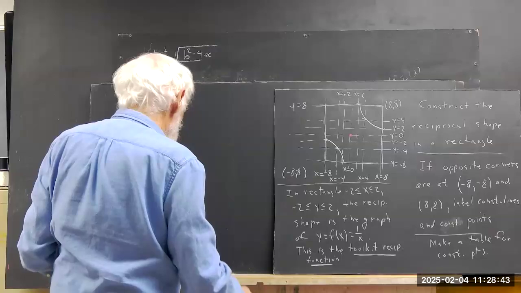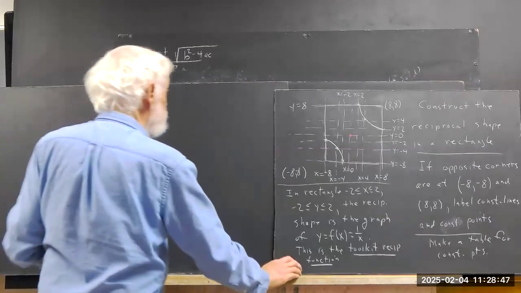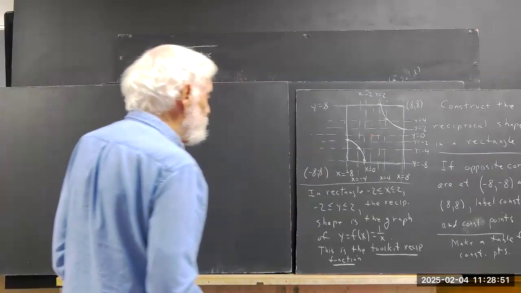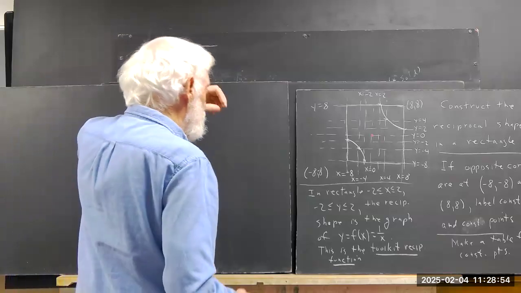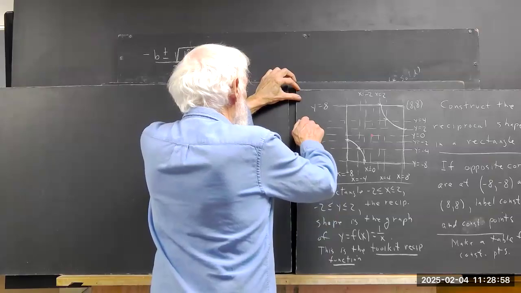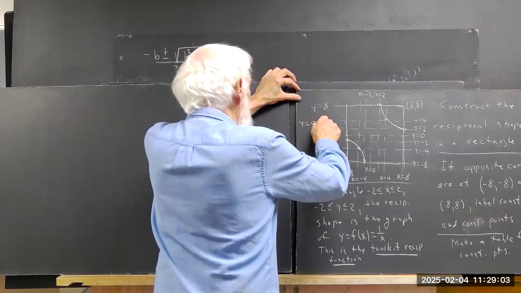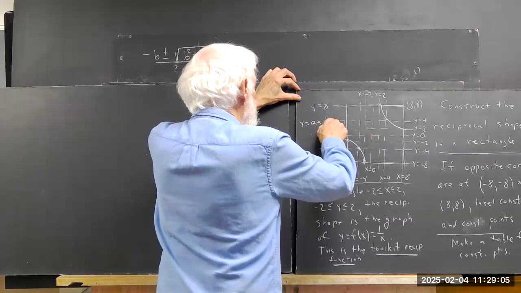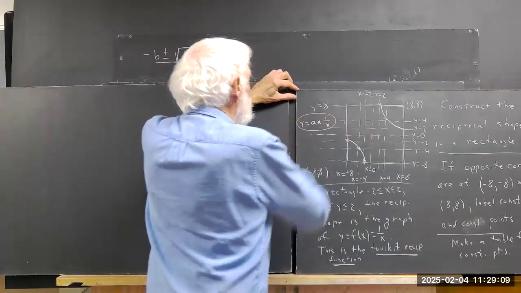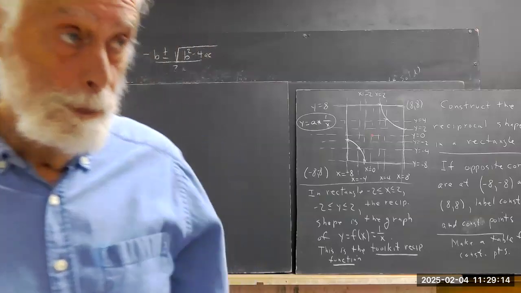We're going to do something with this function. So this graph turns out to be of the form y equals a times 1 over x. Okay? Make sense?